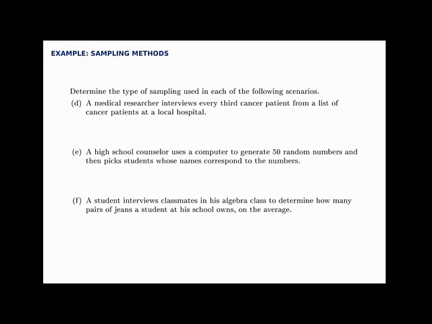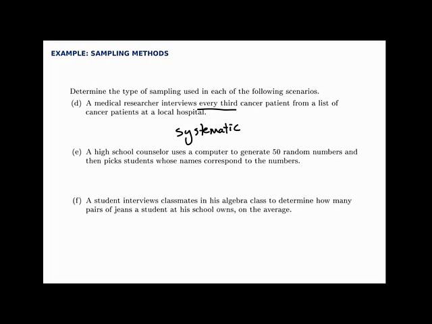Next, a medical researcher interviews every 3rd cancer patient from a list of cancer patients at a local hospital. And the key here is that term every 3rd, which is what identifies this as systematic sampling. Systematic sampling is where we have a list like this, and we pick some step like 3, and we check every 3rd, or we could pick every 5th or every 10th. Whatever it is, that systematic moving through the list is what makes this systematic sampling.